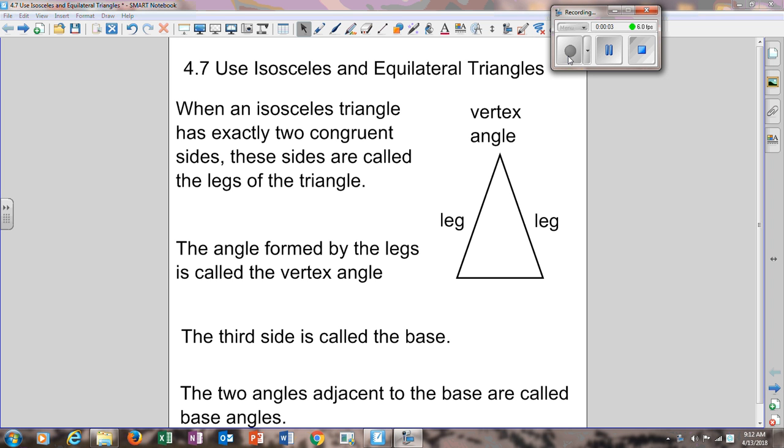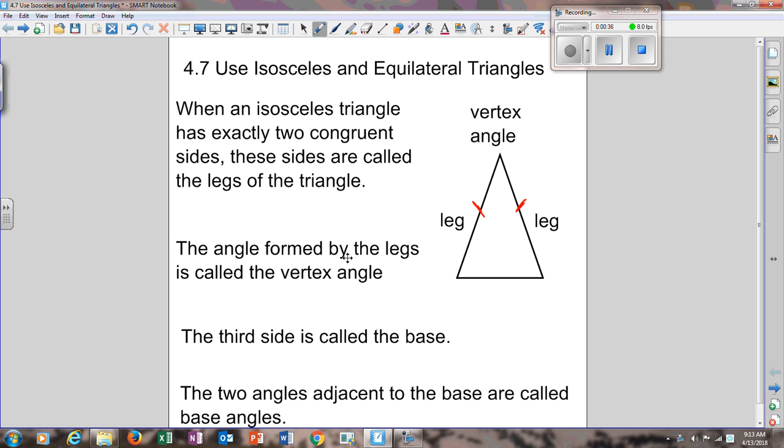Okay, today's lesson is to use isosceles and equilateral triangles. When an isosceles triangle has exactly two congruent sides, these sides are called the legs of the triangle. Well, if it has two congruent sides, that's what makes it an isosceles triangle. So anytime you have an isosceles triangle, then it's got two legs on it, which are the two sides that are congruent. So this would be the leg, and this would be a leg.